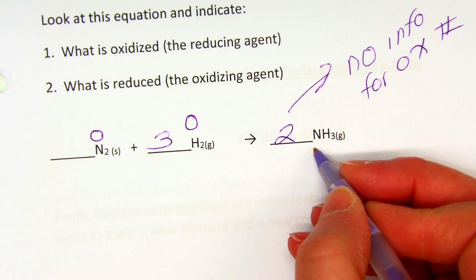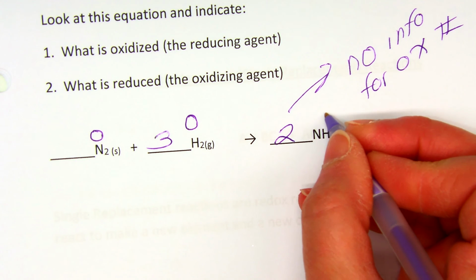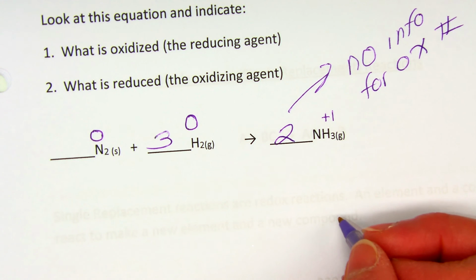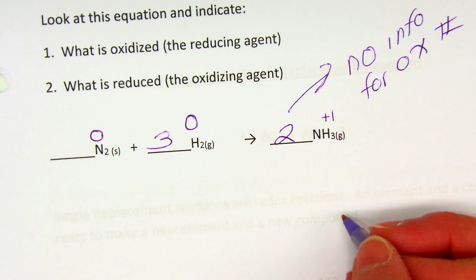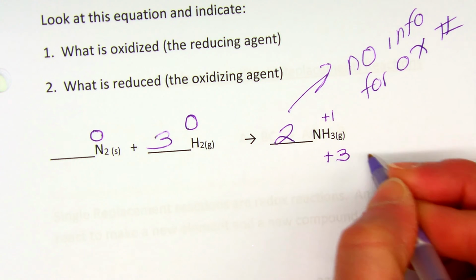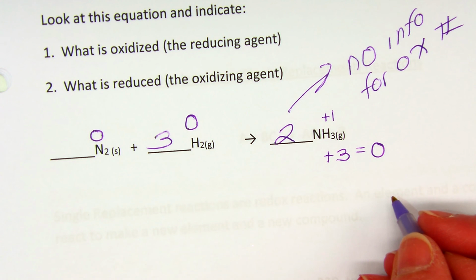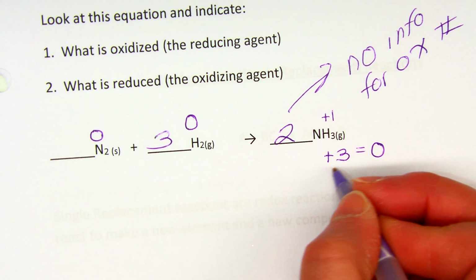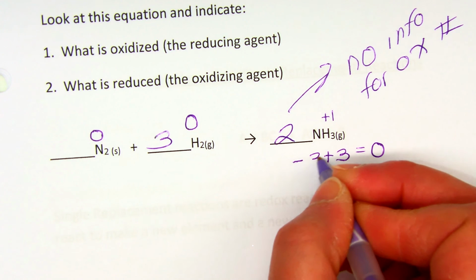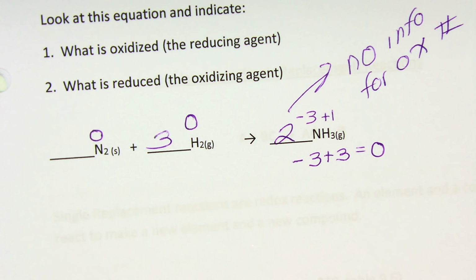Over here I have ammonia. So I look at this and I say, well, hydrogen in a compound is usually a +1 unless it's a metal hydride, which this isn't. So 3 times a +1 gives me a +3. This is a neutral compound, so it has to add up to 0, which means I need a -3 here. Divided by 1 nitrogen gives me a -3.